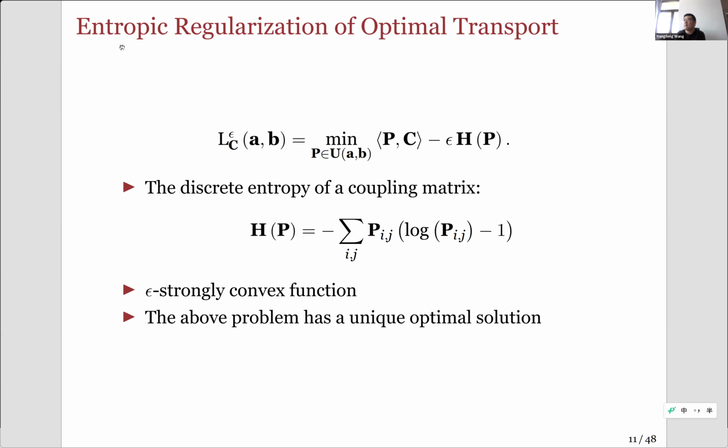Entropy favors smoother or more spread out transport plans. Adding this strictly convex entropy term has significant benefits. The regularized problem becomes strictly convex, or epsilon strongly convex, and we can guarantee a unique optimal solution P epsilon. And this unique solution P epsilon has a remarkable structure.